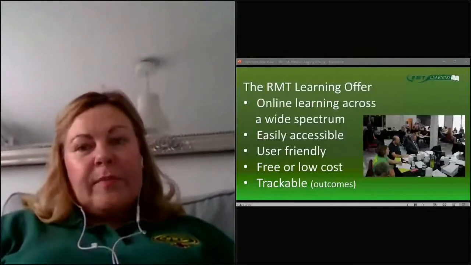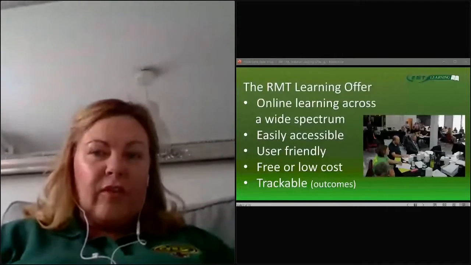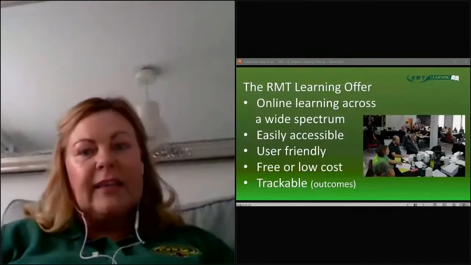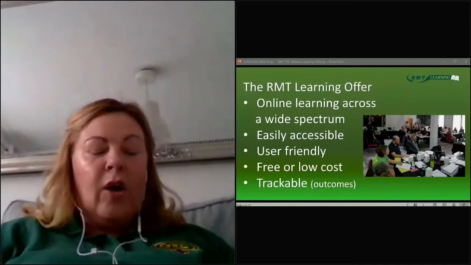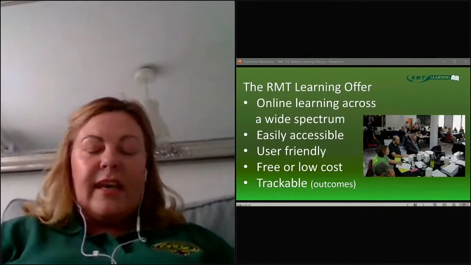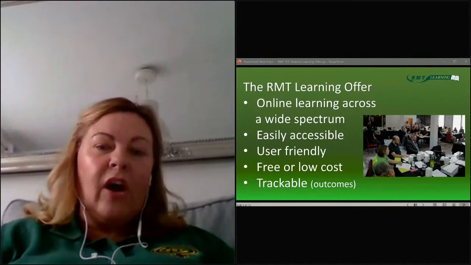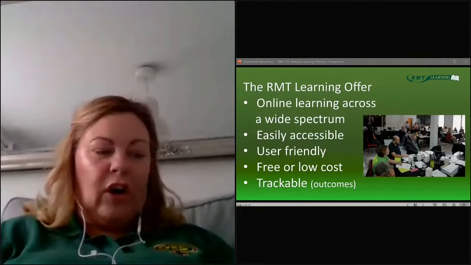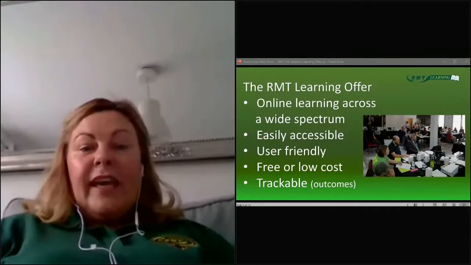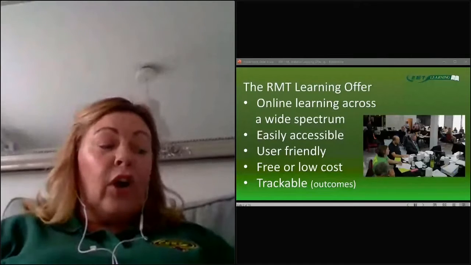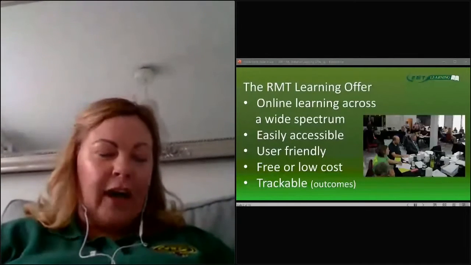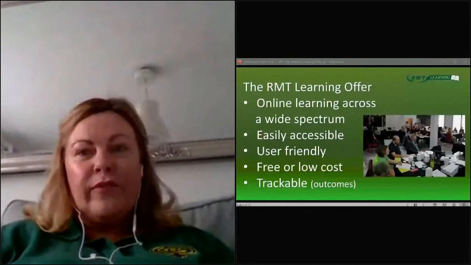But what we're trying to do is make them as user-friendly as possible. So if people have limited IT skills, they can still access learning. But also one of our ethoses, as you know, is always at the free or a very, very low cost. The aim is for all learning to be traceable and trackable. And this is really, really important for us at the moment.